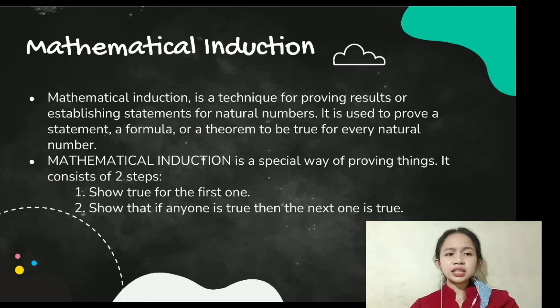Mathematical induction is a unique way of proving things. It consists of 2 steps. Always remember that first one: show true for the first one. The second is show that if any one is true, the next one is also true. Again, note that if it is not true for the first one, it is automatically a false proof. And if it shows true, then automatically the next one is true too.